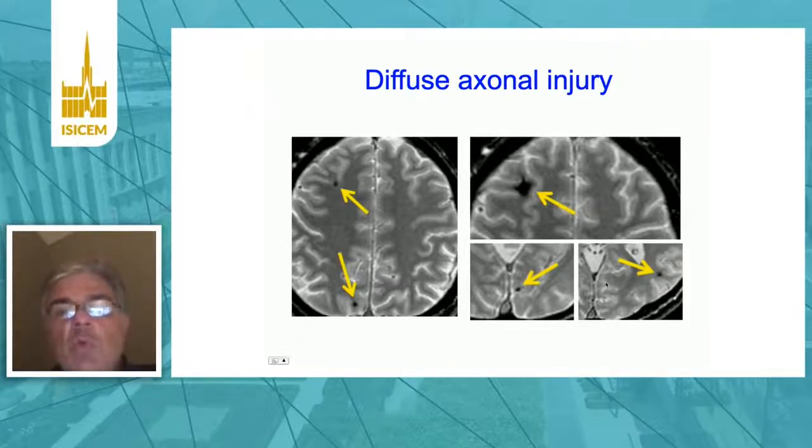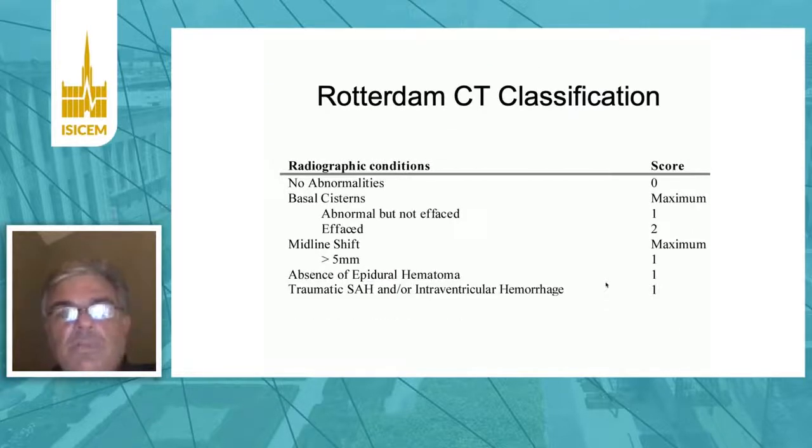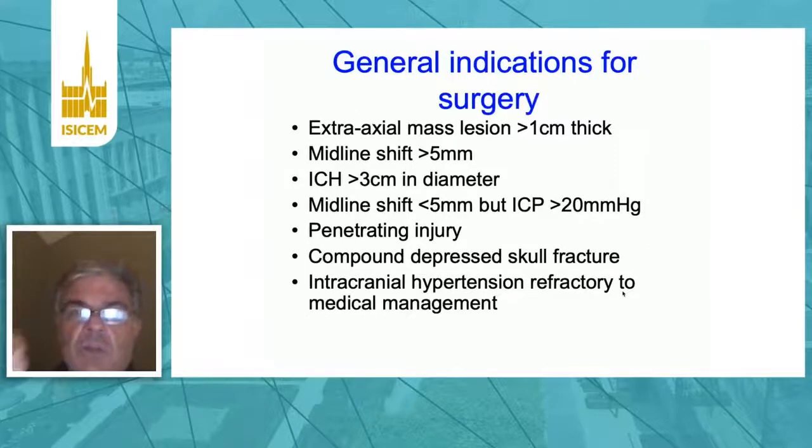This is something in a more delayed phase, as a patient's not waking up, and used for prognostication rather than making therapeutic decisions. The CT can be used to classify head injury. This is useful in research purposes. The most frequently used one is the Rotterdam CT classification. CT can be used to guide surgery.